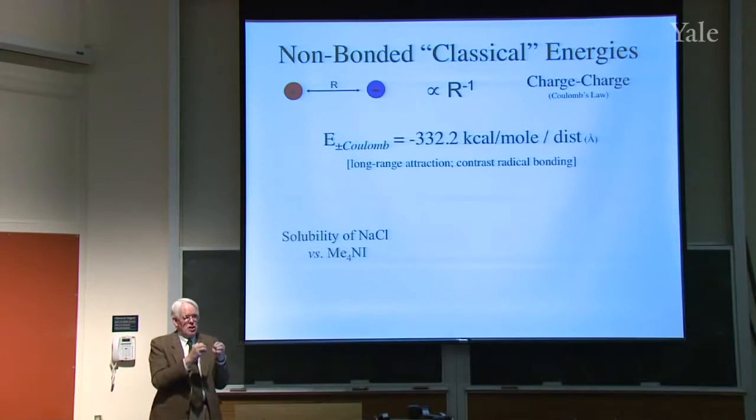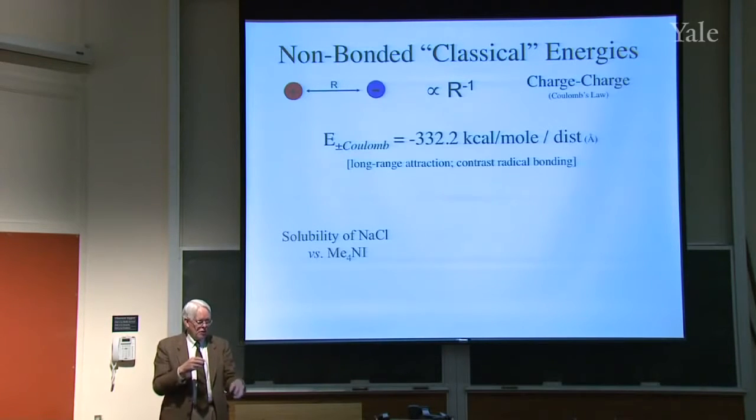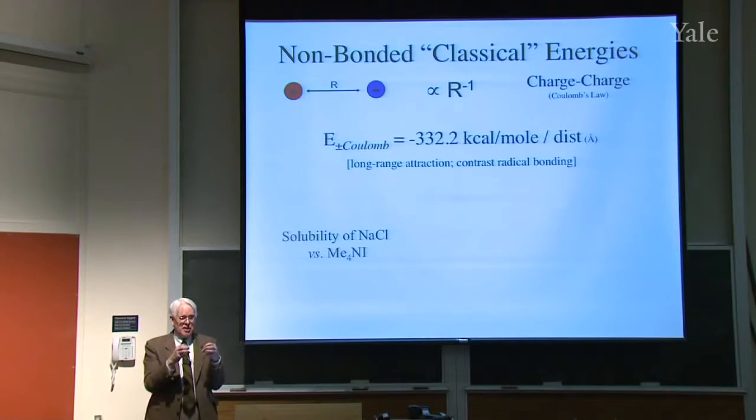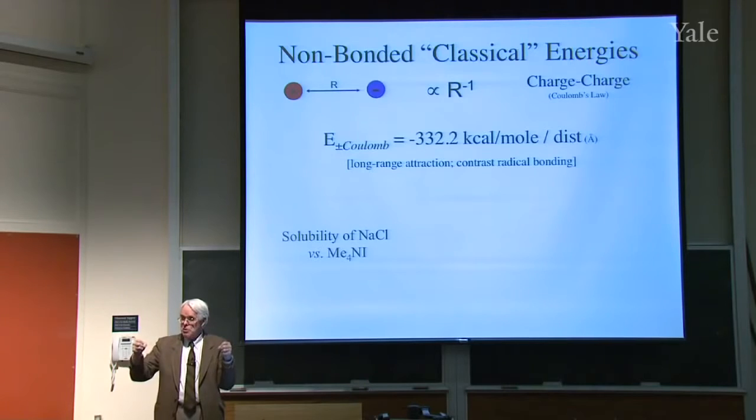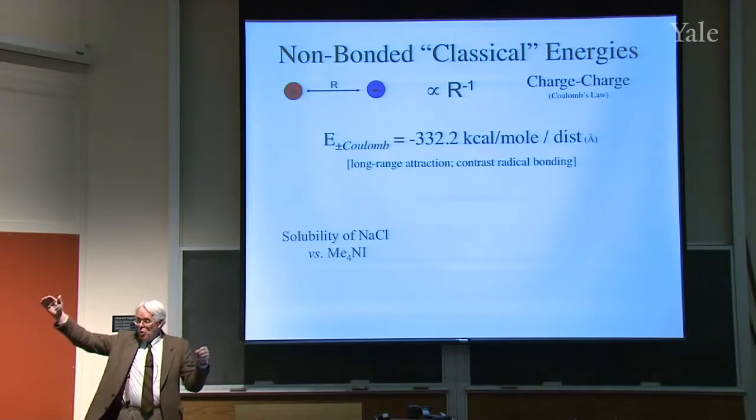So if we start, a bond is 1.5. Let's take bigger ions. Let's suppose they're 2 angstroms apart. That means they're at 332 over 2. The energy is minus 165. Okay? If we go to 3 angstroms, then it's minus 100. So we've gone up in energy by about 100 kilocalories per mole in going from 2 to 3 angstroms. And we have a lot further to go on the way out.